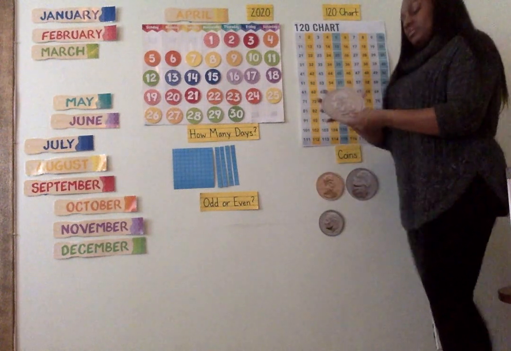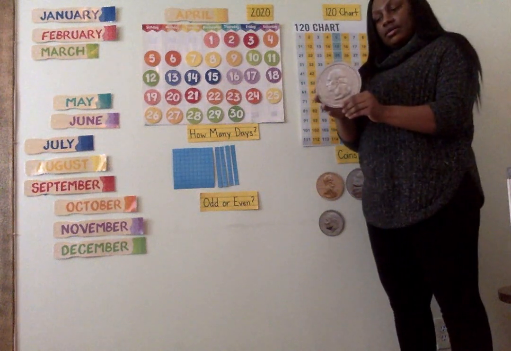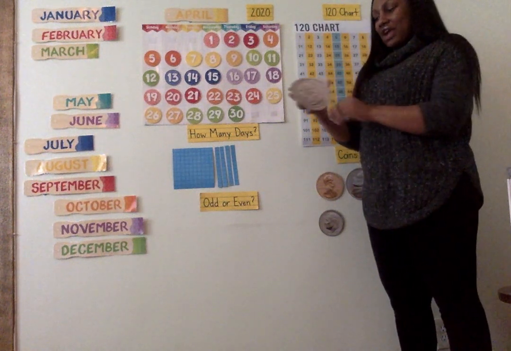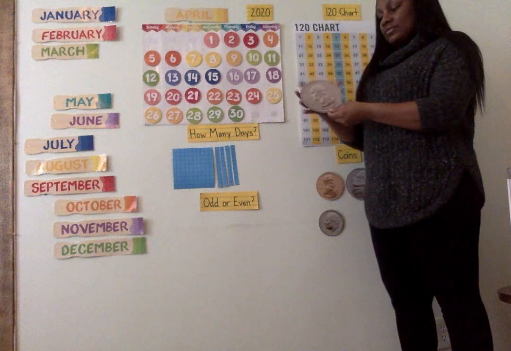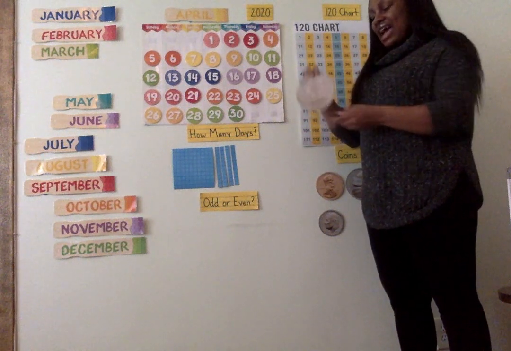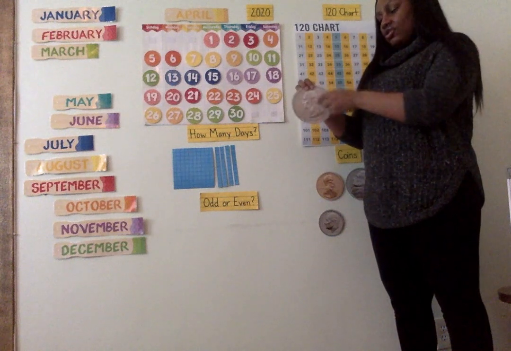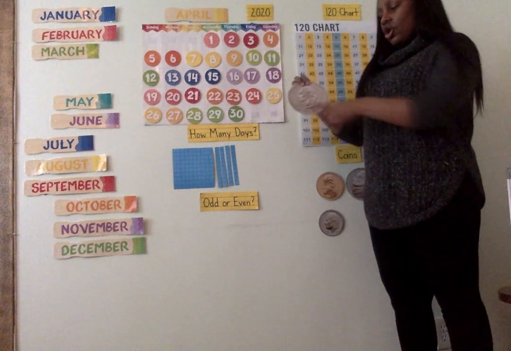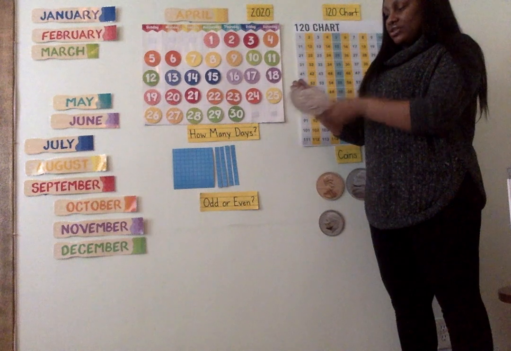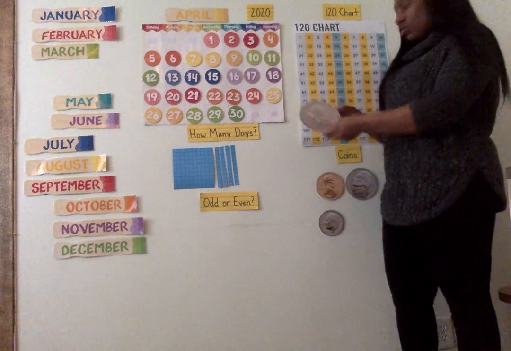Last coin. This is called, it's called a quarter. How much is it worth? That's right, 25 cents. How do we know this is a quarter? Okay, he has a curl. I see. He has a curl. Oh, it says quarter as well. He has a curl and it says quarter.